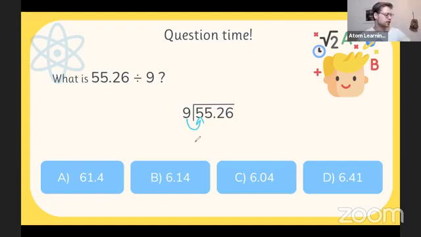55 is featuring a lot in this lesson. I don't know if that was intentional or not. It is one of my favorite numbers though. So 9, 18, 27, 36, 45, 54. So that goes in 6 times. So 9 goes into 55 6 times.